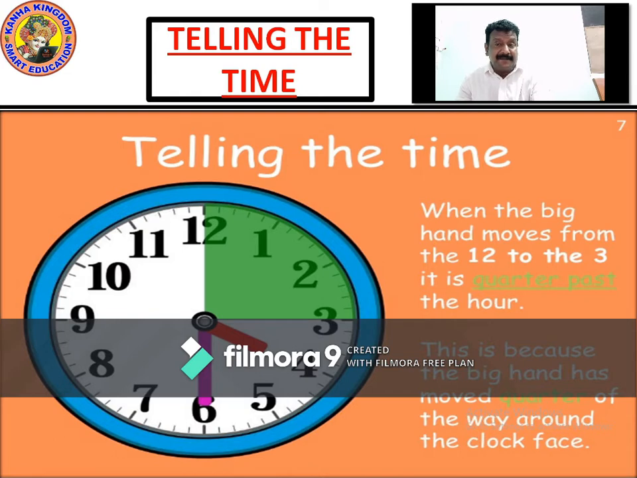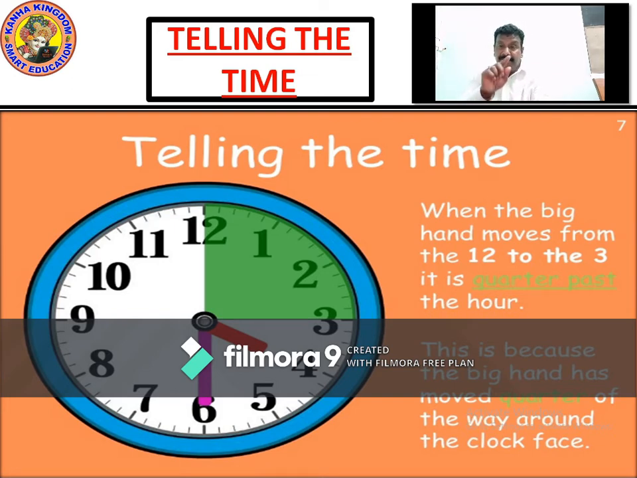When you see a proper time, the small hand is at 4 and the big hand is at 12. It's like 4 o'clock. Right? From 12 to 3, it is quarter past. Now we have seen 4 quarters. 1 to 3 is the first quarter. 3 to 6 is the second quarter. 6 to 9 is the third quarter. And 9 to 12 is the fourth quarter.